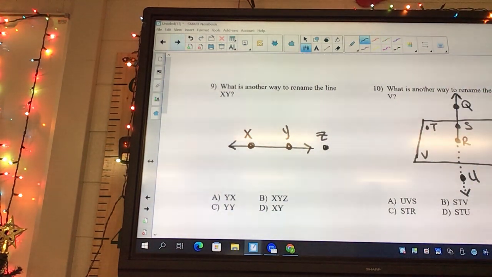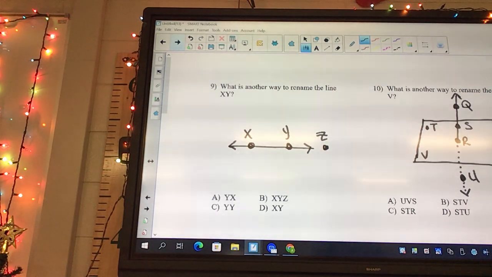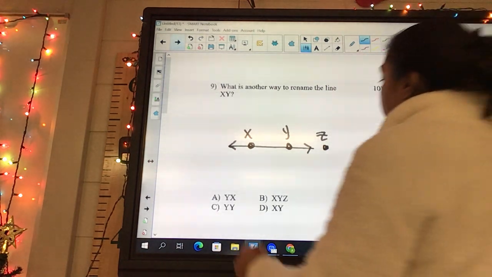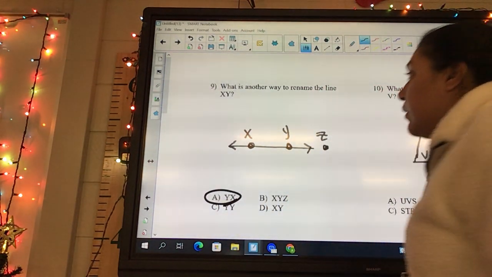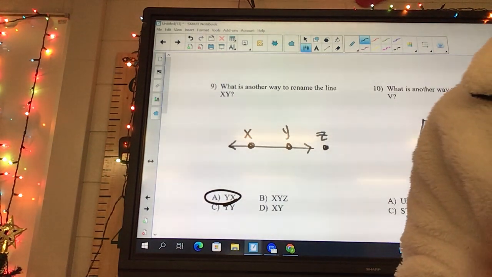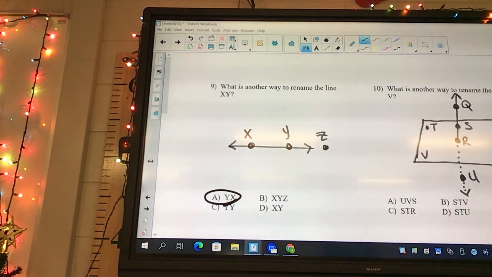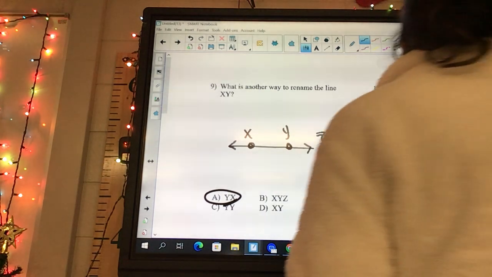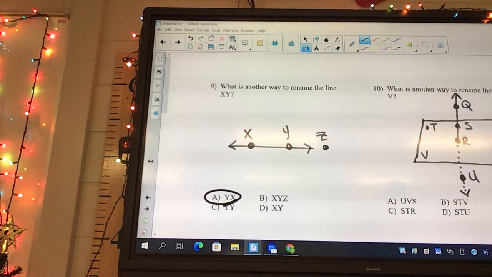Nine, what's another way to rename that line? YX. YX, yeah, that works. Is that a Z? Yeah. Okay, look at 10. What's another way to rename the plane V?